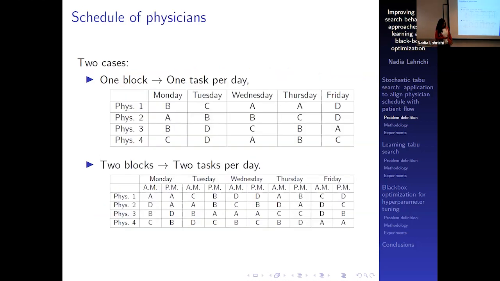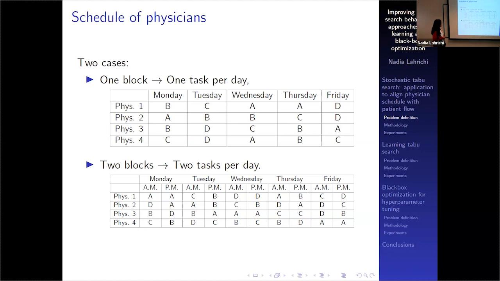So what does a schedule look like? Let's have just one very simple example where I have 4 physicians and then my week. In the first example, we only have one block, meaning one task. And in the second one, we have 2 tasks per day. Usually in the healthcare system, we work very often with 2 tasks per day. In this center, they work with 2 tasks per day. It's really morning and afternoon because there are shift changes sometimes after lunch and so on. And the idea is to determine when each task should be scheduled.